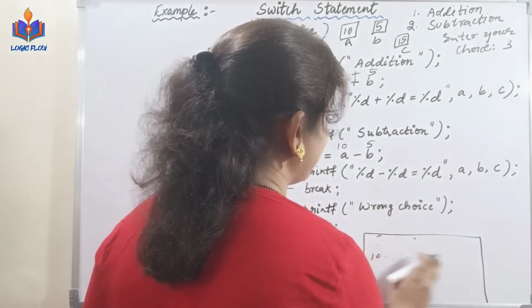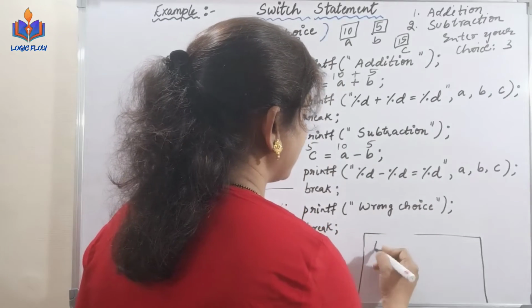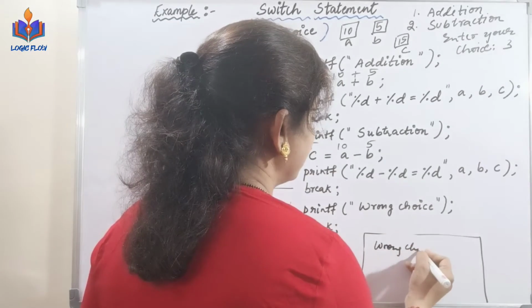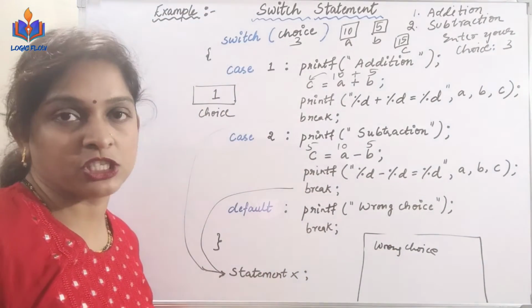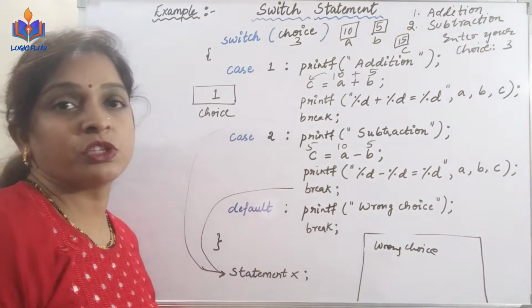What will be the output? I get the output as wrong choice. Then, as usual, break, it has to come out of the switch block. This is how the switch statement is going to work.